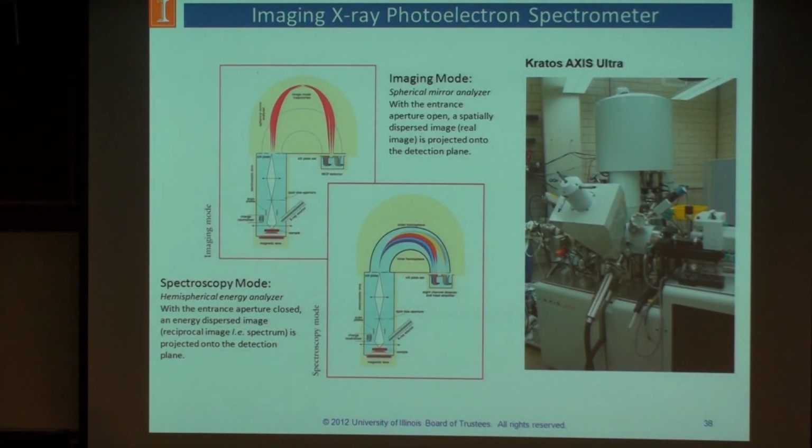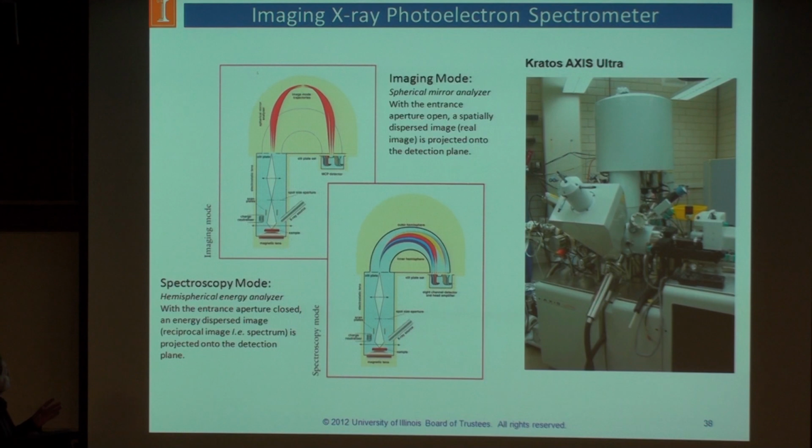Okay, so now let's move into some more complex experiments that we could do with XPS. So now we're going to try to combine spectroscopy with imaging. And with the other instrument we have in the facility, the Kratos Ultra, this system has a hybrid energy analyzer. It's actually two analyzers in one. In the bottom figure, we have the conventional analyzer for spectroscopy that I presented earlier. And the top part is our imaging analyzer.